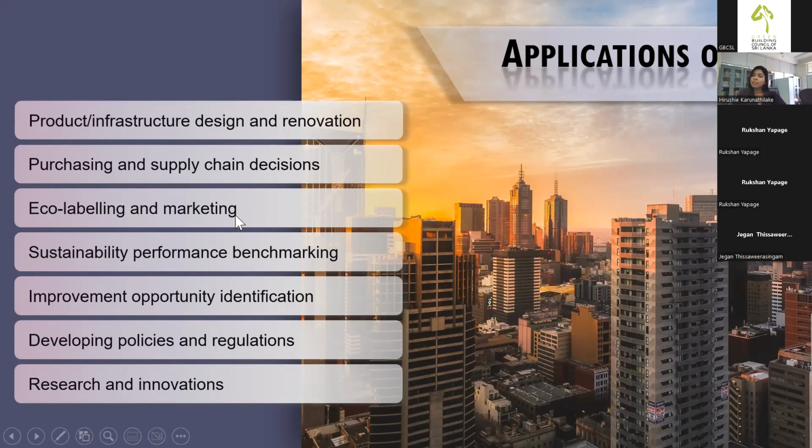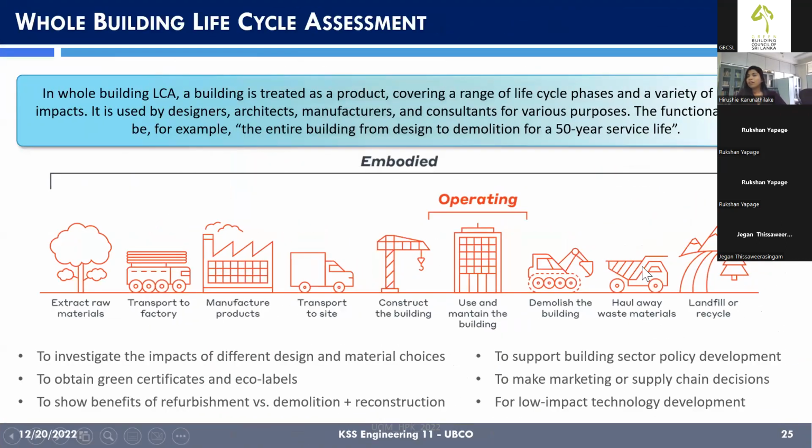It can be used for green certification or eco-labeling and to market yourself, for sustainability performance assessment and benchmarking, to identify improvement opportunities, to develop regulations and policies, and for green innovations. One type of assessment we do here is whole building life cycle assessment, where we look at a building from the raw material extraction to the disposal at the end of its life cycle, the entire building from design to demolition for a given service life, for example.